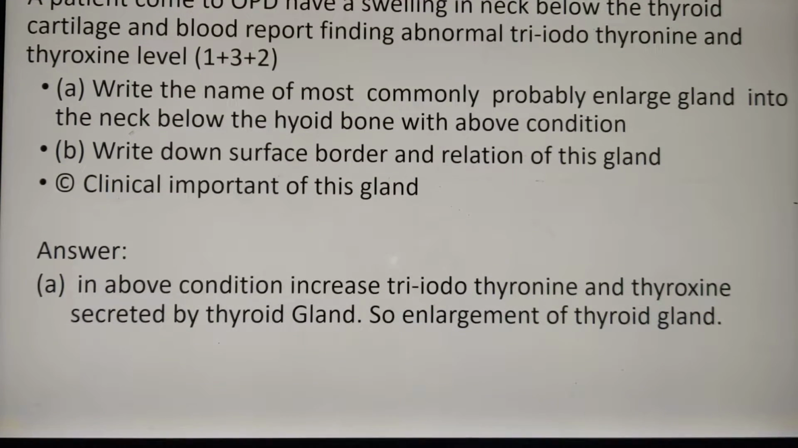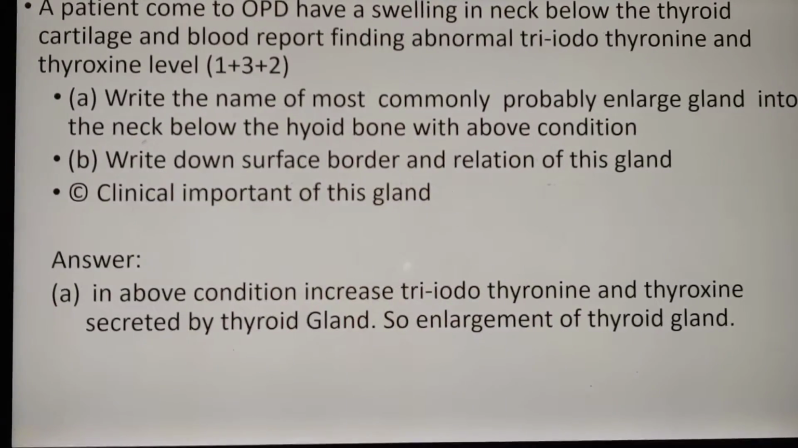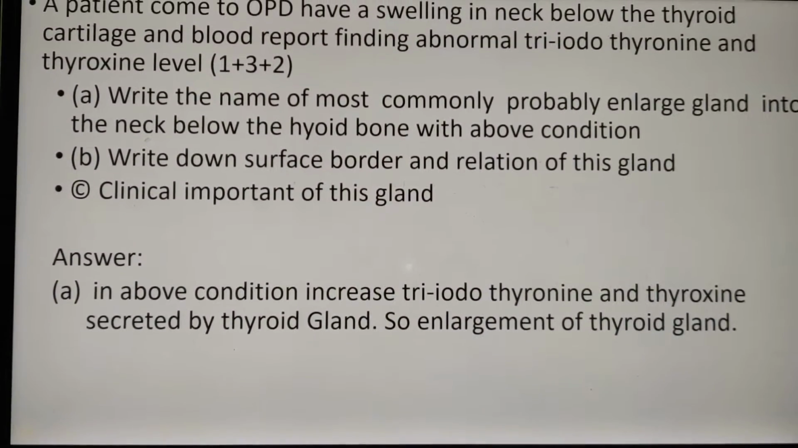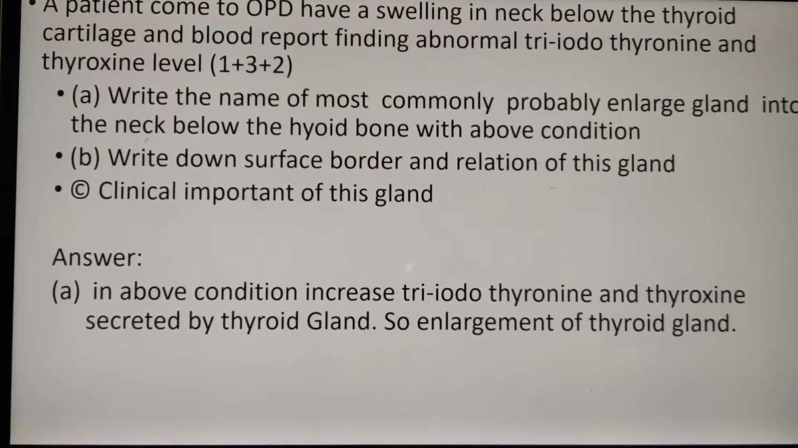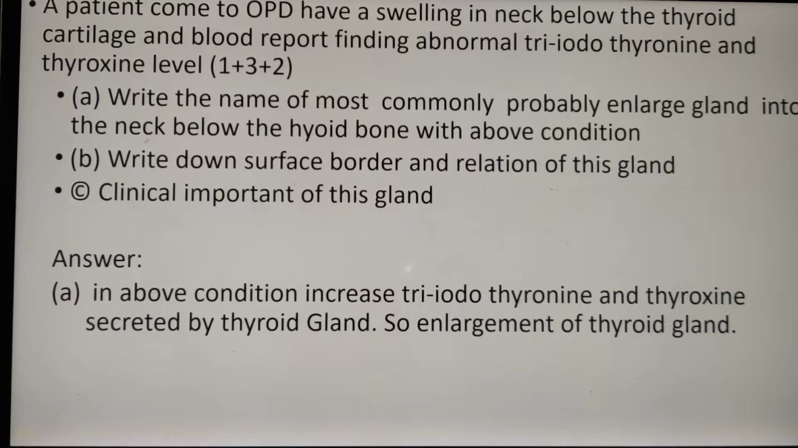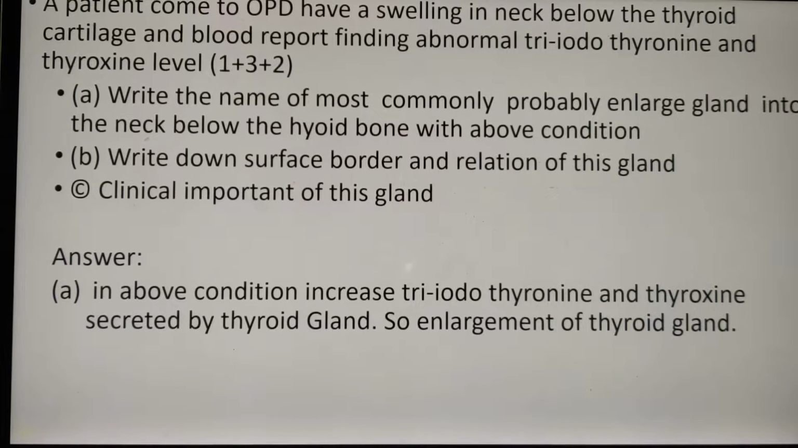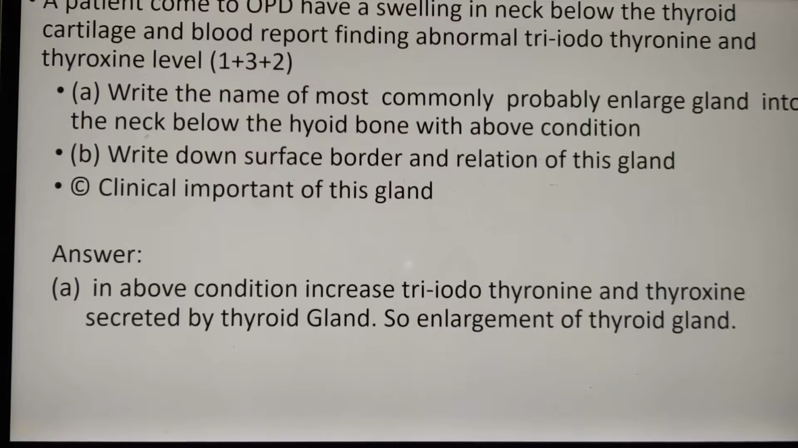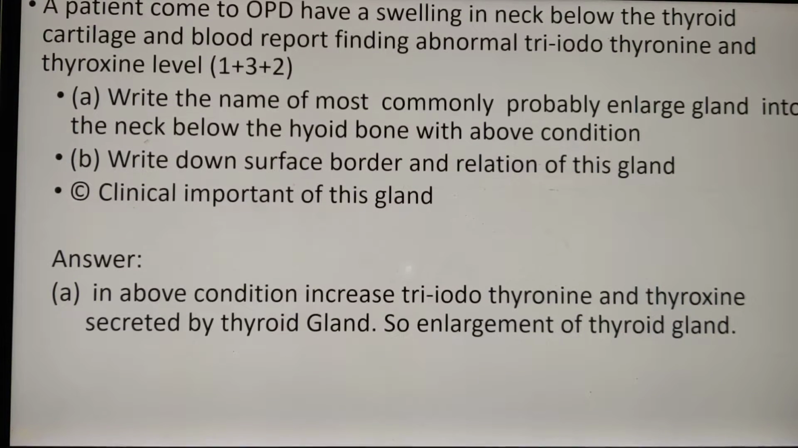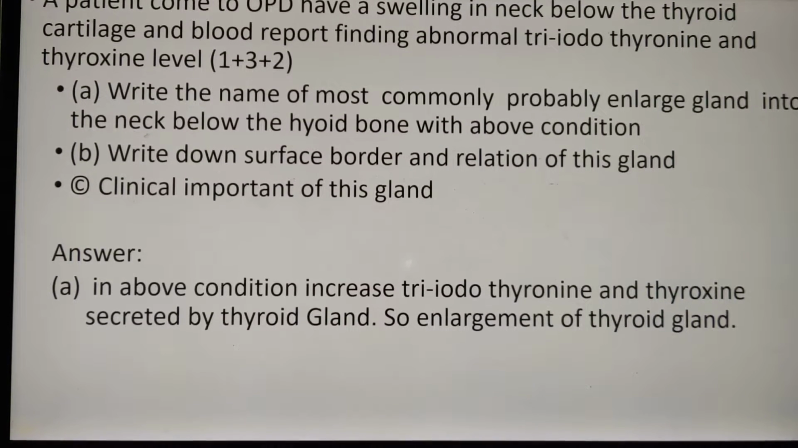Today we will discuss a clinical question regarding the thyroid gland. A patient comes to the OPD, outdoor patients, with a swelling in the neck below the thyroid cartilage, and the blood report finds abnormal triiodothyronine and thyroxine levels. The question is: write the name of the most commonly enlarged gland in the neck below the hyoid bone with the above conditions.